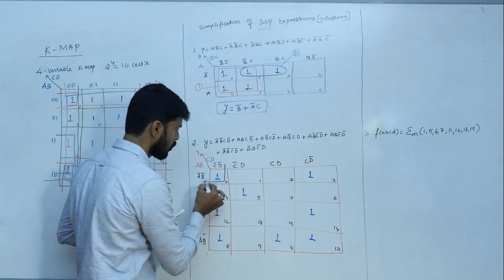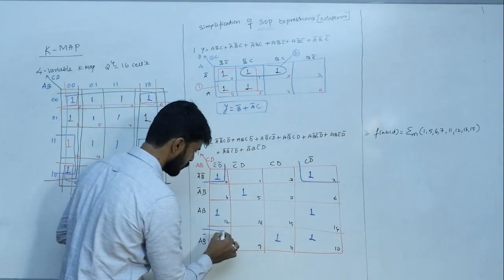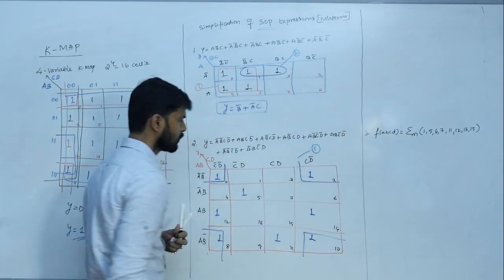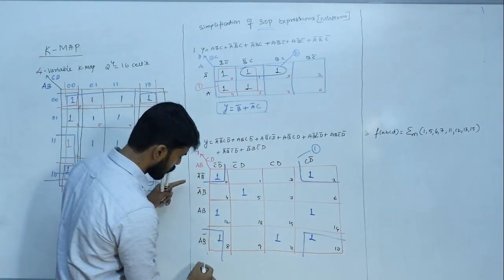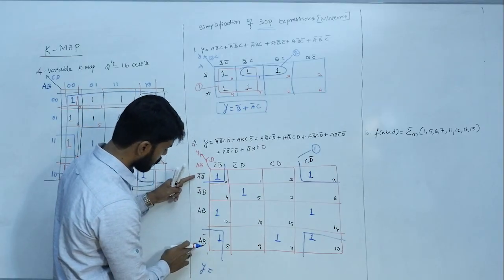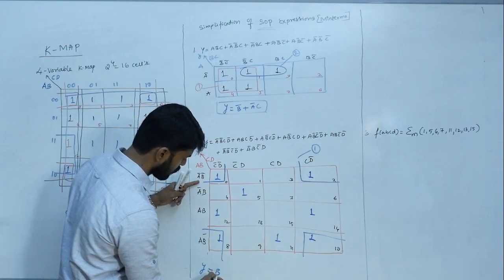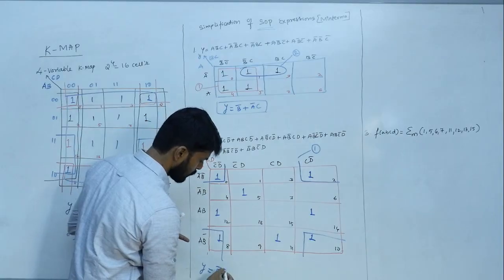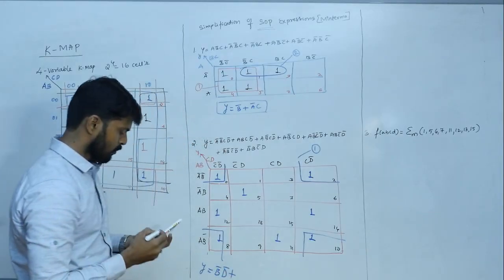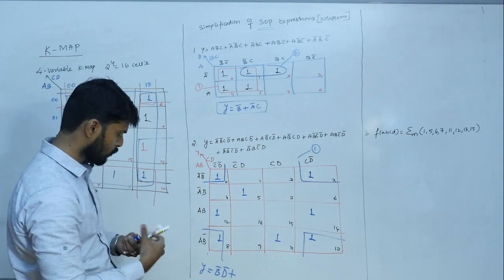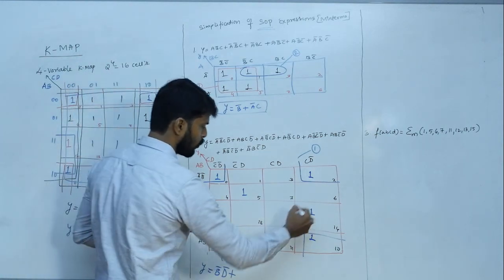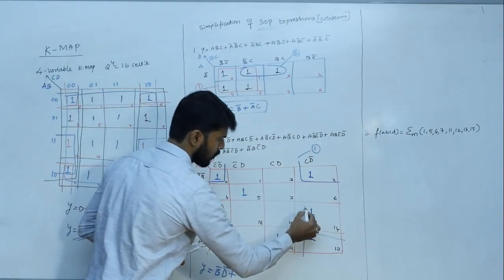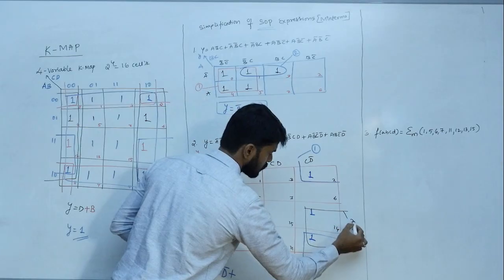See, this corner, this corner, this corner, and this corner, I am making a group and I can say this is the first group. In this group, which is the common term? A bar, A is changing, only the common term is B bar. And in this case, C bar, C is changing, only the D bar. So B bar D bar is the one term. Next, I am able to do the corner grouping again: this one and this one, I can say this is the second one.